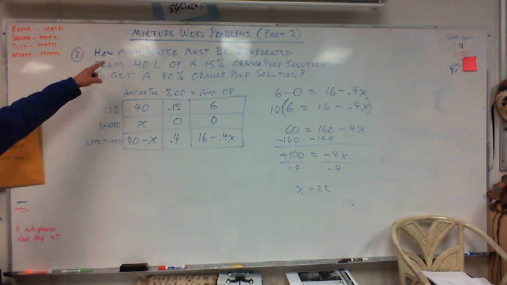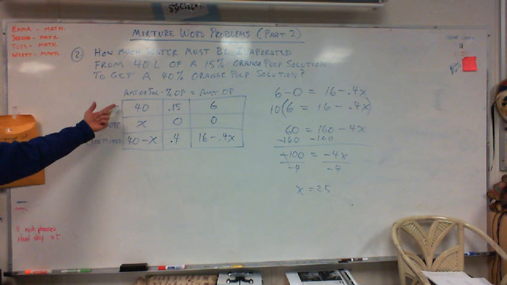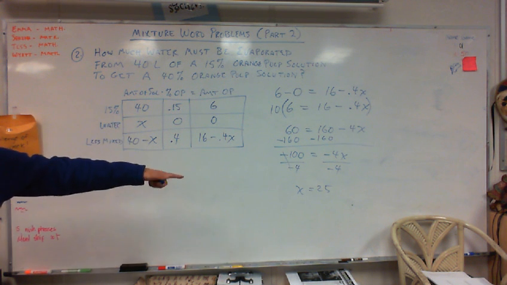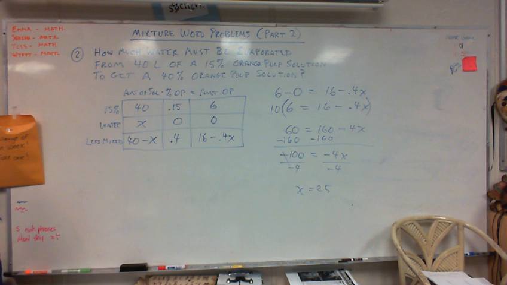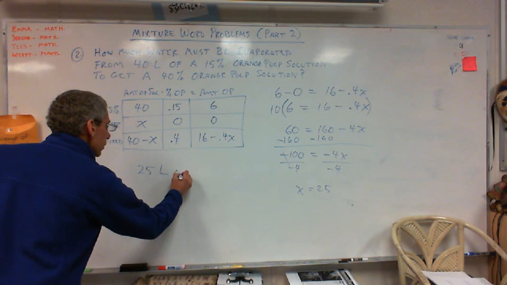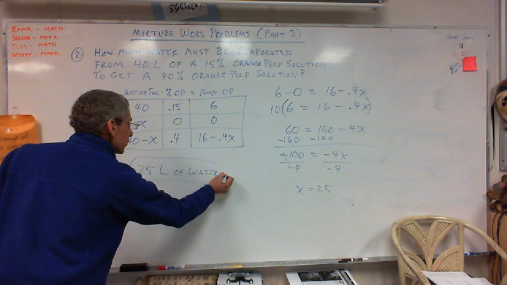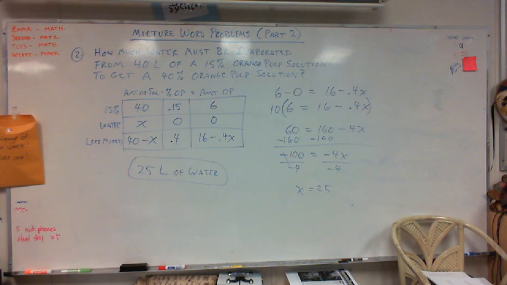So, how much water must be evaporated? That's my x. So I look in my box, that's the amount of water. That's what I solved for. 25 what? Liters, right. So 25 liters of water must be evaporated. So that's my answer.